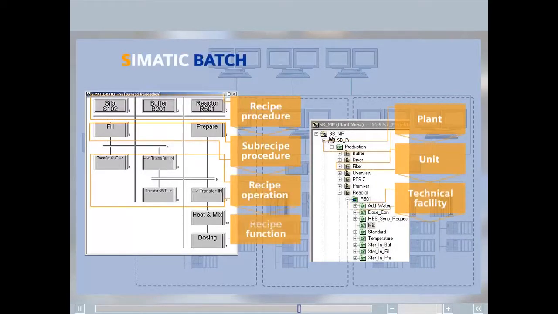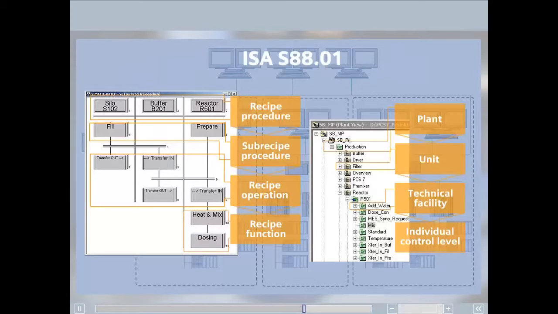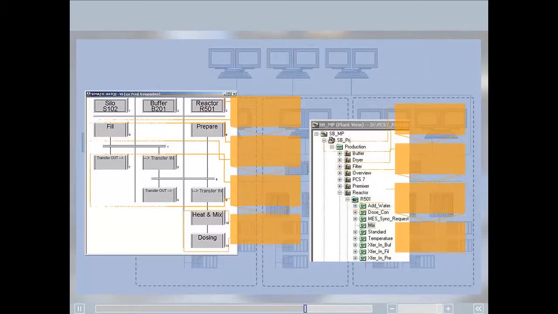Together, SIMATIC Batch and SIMATIC PCS7 fully cover the process and recipe models described in the ISA S88.01 standard and simplify the process engineering-oriented creation of recipes.